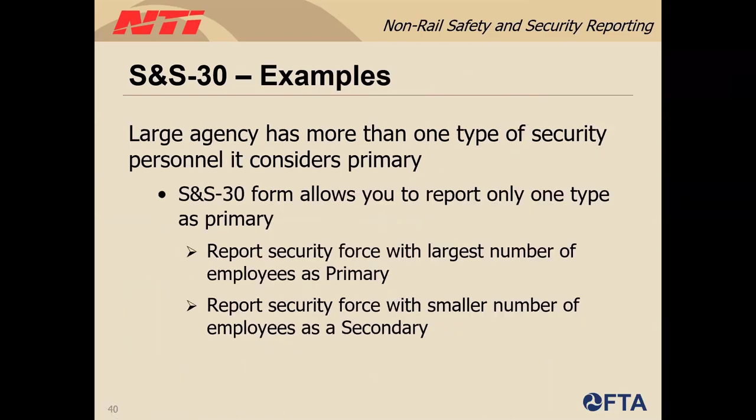NTD allows for only one primary personnel type. If your agency has more than one type of security personnel it considers primary, report the security force with the largest number of personnel as the primary and the smaller force as secondary. For further information on the SNS 30, you can review the safety and security policy manual that's available online, as we discussed earlier, under reference materials. Or, of course, you can ask your safety analyst for assistance.